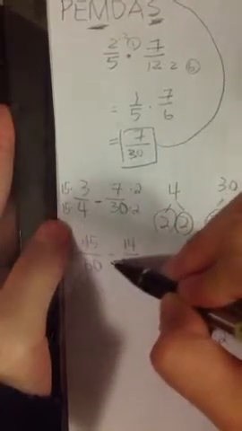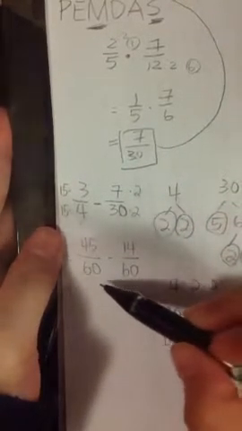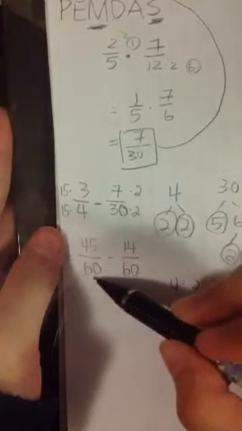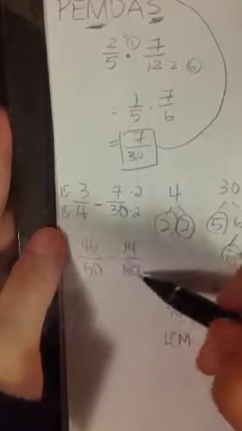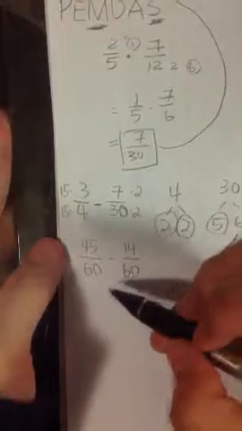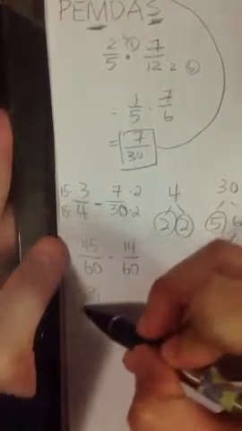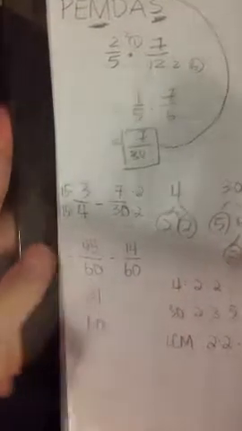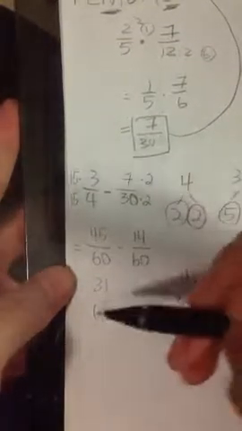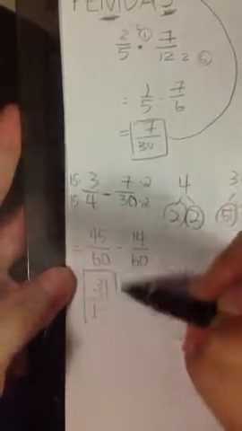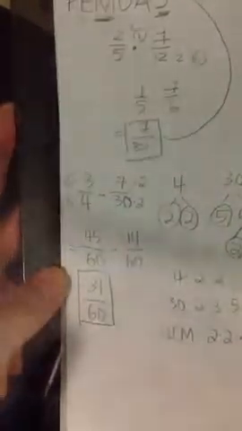45 over 60 minus 14 over 60. Now we notice that we have the same common denominators, so we can just subtract the numerators. 45 minus 14 gives us 31 over 60. Can we simplify that? No, right? There's nothing in common. So that would just be our final answer. And that's it.